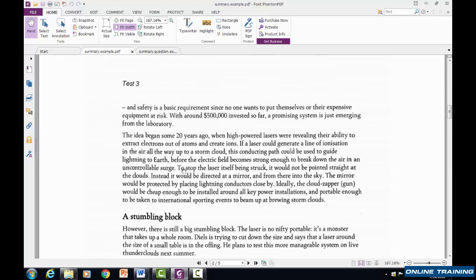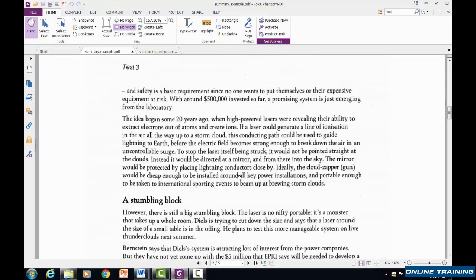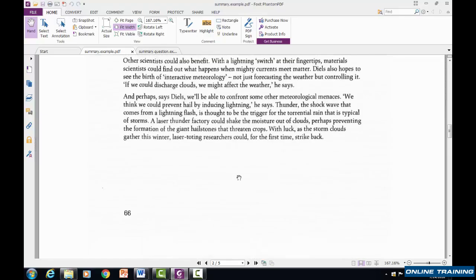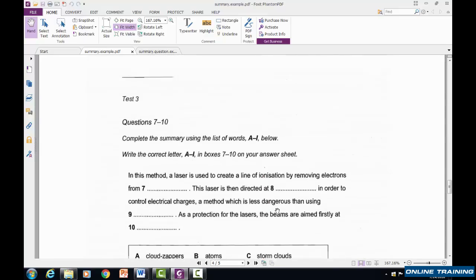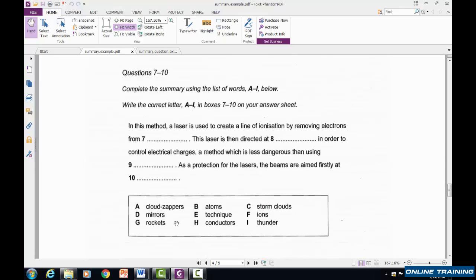To stop the laser, I'm starting with the sentence before so you can see that this is the answer. To stop the laser itself being struck, it would not be pointed straight at the clouds. Instead, it would be directed at a mirror and from there into the sky. So first it's going to be directed at a mirror and from there into the sky. So directed at is the synonym language here: aimed firstly at, directed at a mirror. So the answer for number 10 will be mirror, which is D.